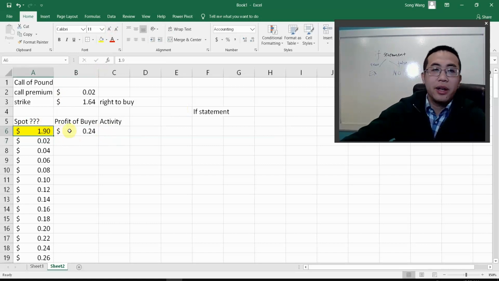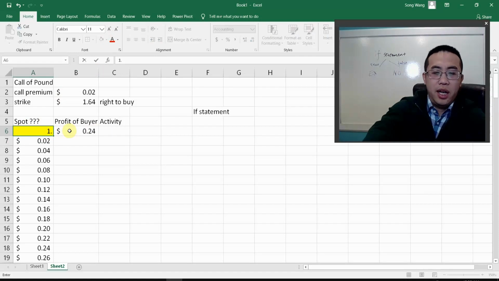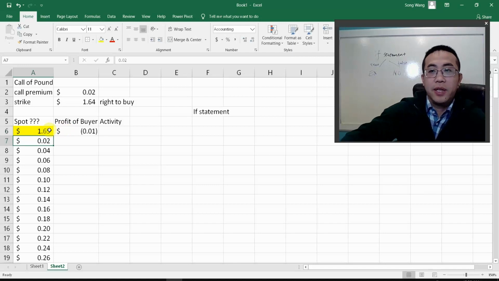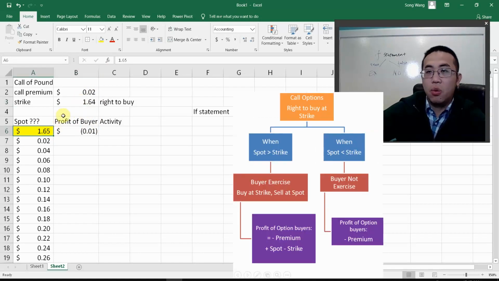We're making a lot of money, right? So if I change it to 1.80, I'm still making money. If I change to 1.65 now, that's a little bit different. You see, at net level, I'm still losing, but I'm better than just paying the 2-cent premium because I have made 1 cent more from the spot minus strike. Do you see that? I pay the premium, negative 0.02, but from the difference between spot and strike, I made 0.01. So that reduced my loss from negative 0.02 to negative 0.01.